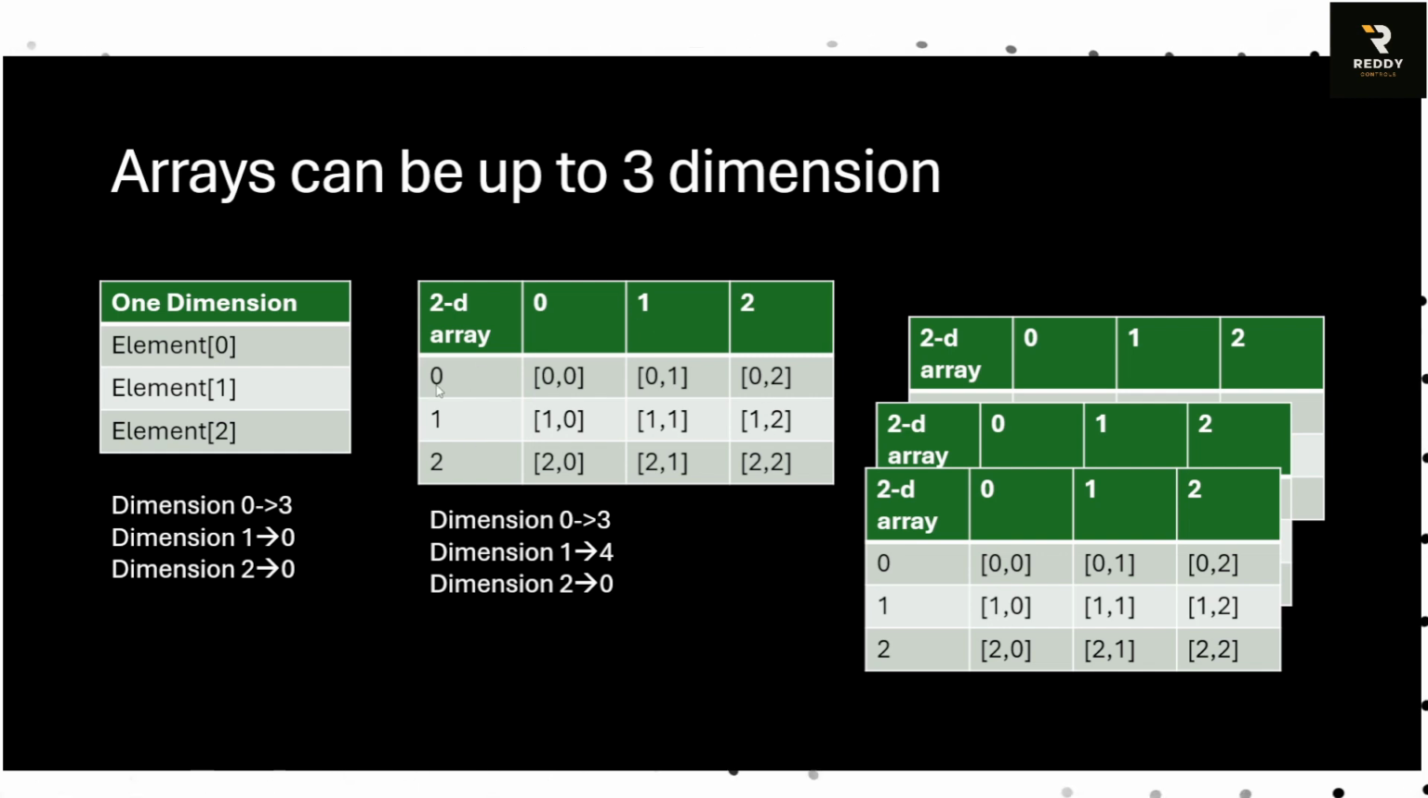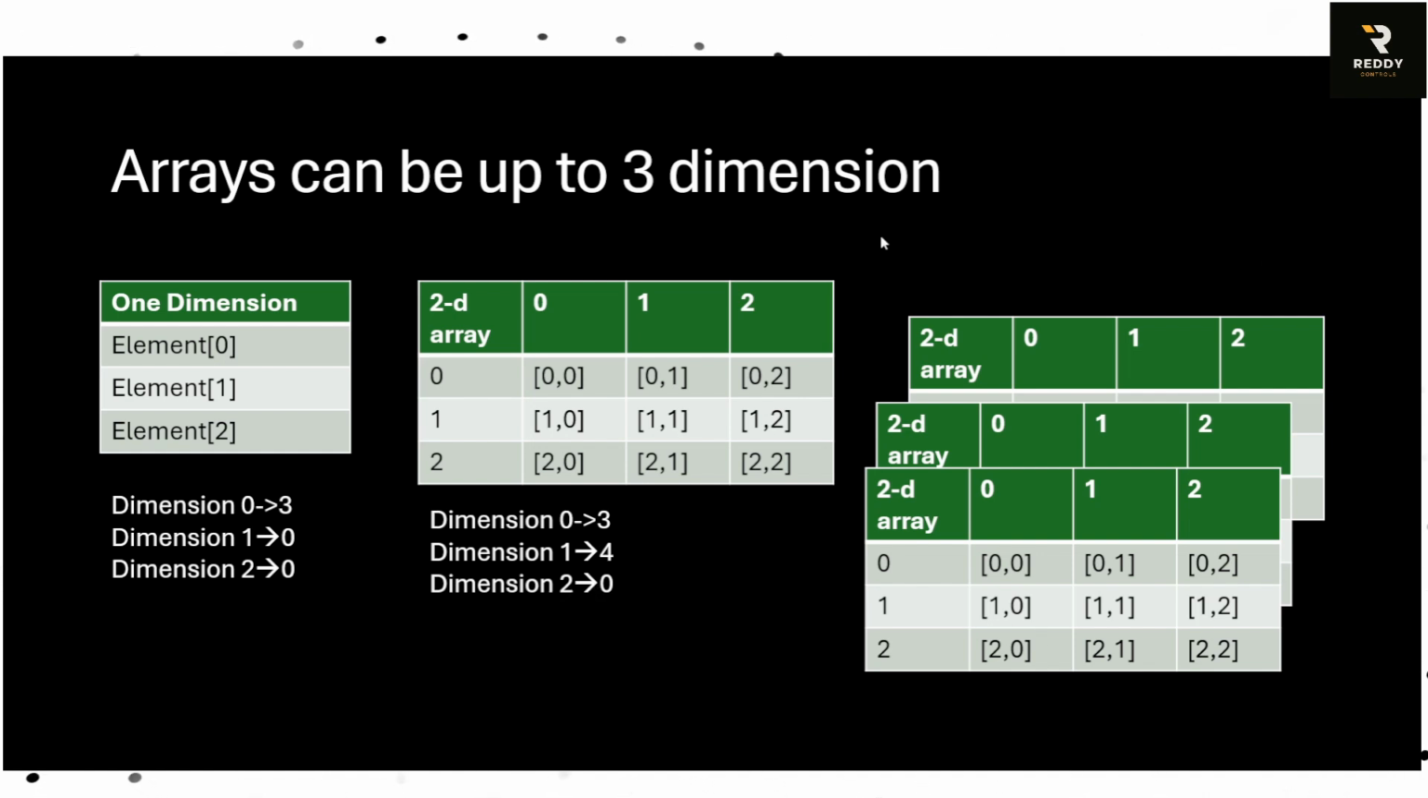A two-dimensional array has 2 dimensions. Dimension 0 is 3 in this case, rows 0, 1 and 2, so these are 3. And then dimension 1 is the columns. This should be 3 columns, but anyway, this is a typo here. This should be 3 columns. And then dimension 2 is 0 for it.